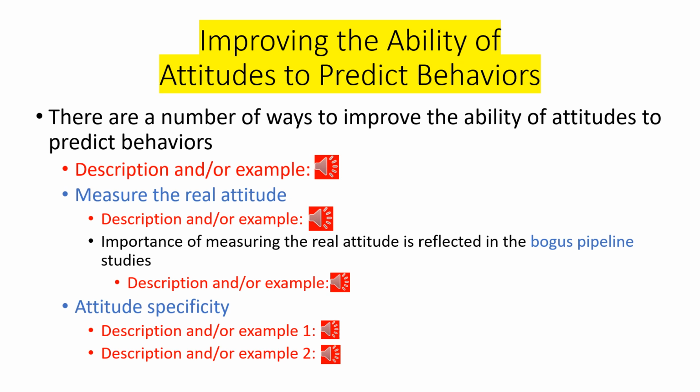The importance of measuring a real attitude in order to get the best possible prediction of future behaviors was perhaps best shown in a series of studies known as the bogus pipeline technique studies. In these studies, they would have individuals complete questionnaires very early on in the semester that would measure all different kinds of aspects of attitudes, things like the death penalty or gun control, stuff like that. Then later on in the semester, they would be invited back into the lab for what they were told was a completely separate study. Actually, they were connected, but they didn't know that.